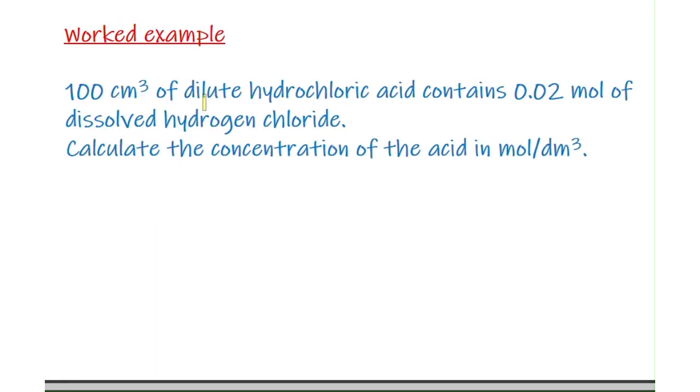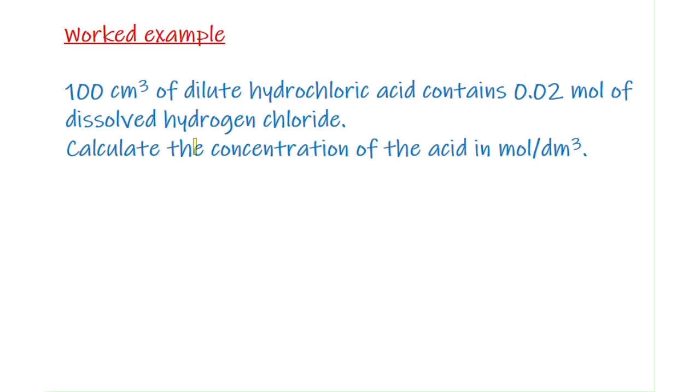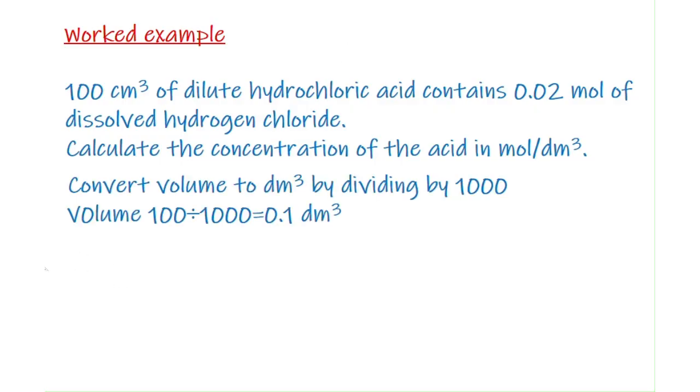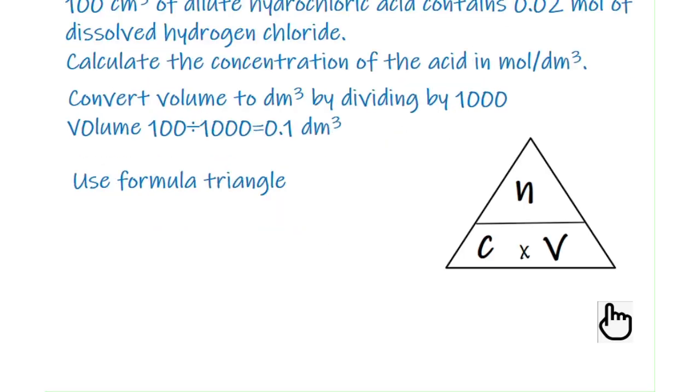So let's do a worked example. 100 cubic centimetres of dilute hydrochloric acid contains 0.02 moles of dissolved hydrogen chloride. Calculate the concentration of the acid in moles per decimetre cubed. Convert volume to decimeters cubed, don't forget, by dividing by 1,000. So the volume is going to be 100 divided by 1,000, 0.1 decimeters cubed.